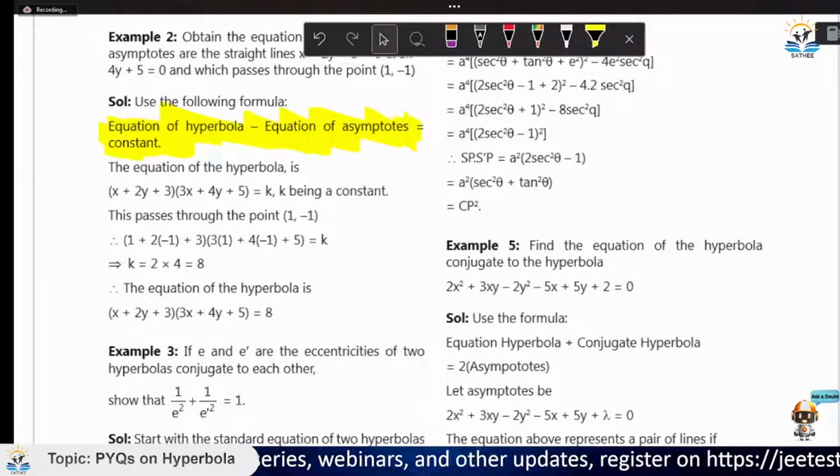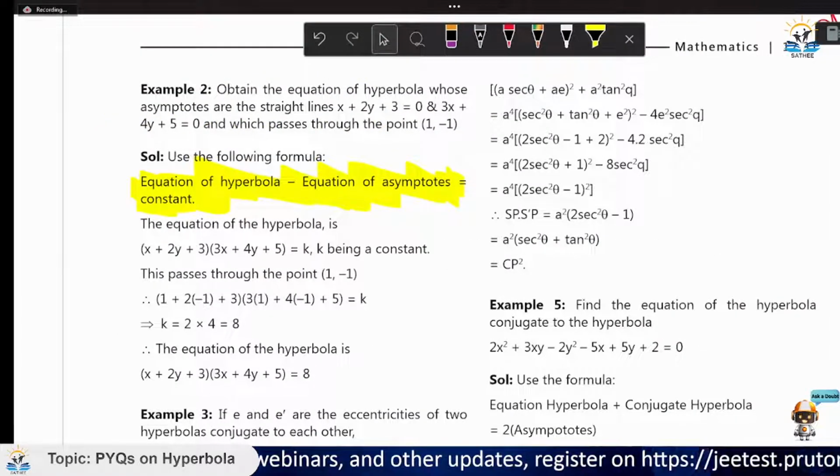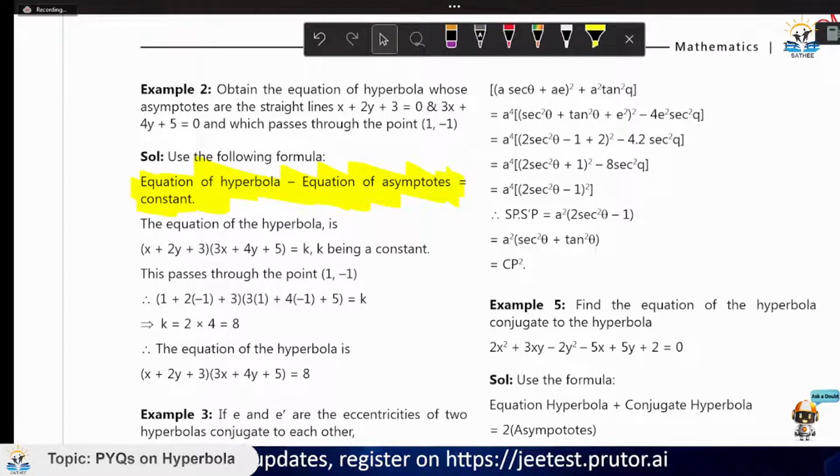So what we have here is two asymptotes, and we have to find the equation of the hyperbola. The easier way is to use a direct formula: the equation of the hyperbola minus the equation of the asymptotes is a constant. We are aware of this; we derived it while studying.